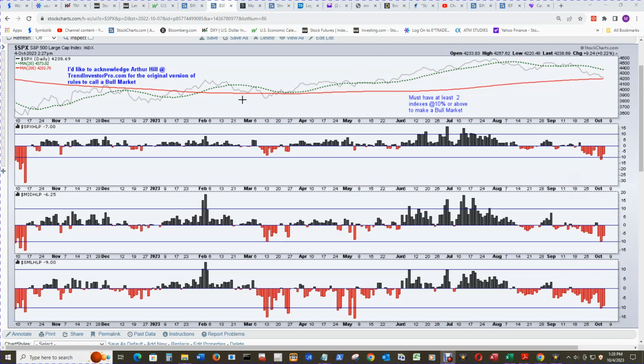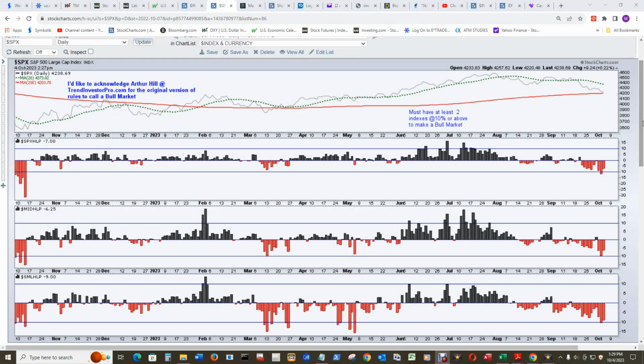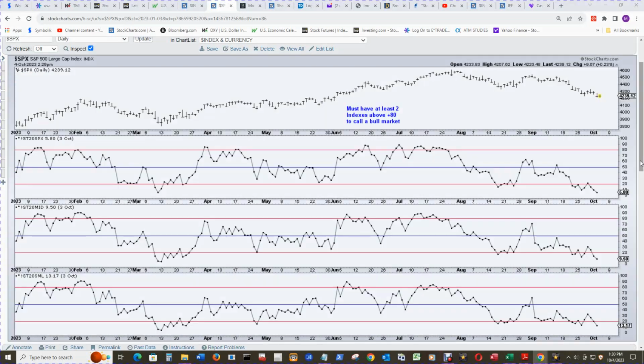And let me indemnify Arthur Hill over at TrendVestorPro.com, as he came up with the original rules for the bull market, which I have completely reworked, and this was not used to call a bear market. So this is what I do with this chart, the high-low percent chart. And it's used in conjunction with the 20, 50, and 200 simple moving average chart. So we'll go look at those now with the 20 first.